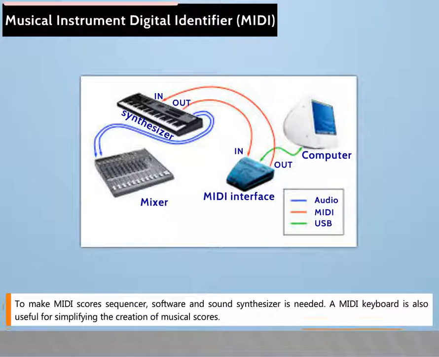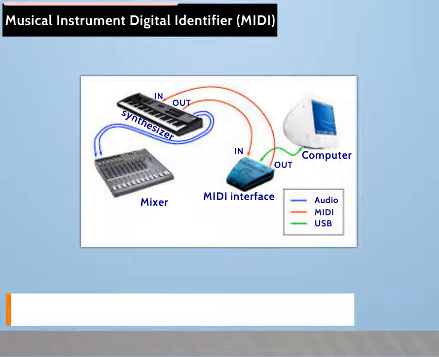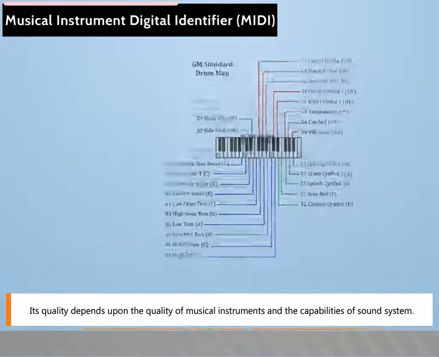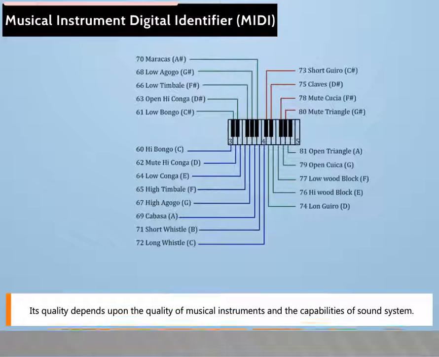To make a MIDI score, a sequencer, software and a sound synthesizer are needed. A MIDI keyboard is also useful for simplifying the creation of musical scores. Its quality depends upon the quality of the musical instruments and the capabilities of the sound system.